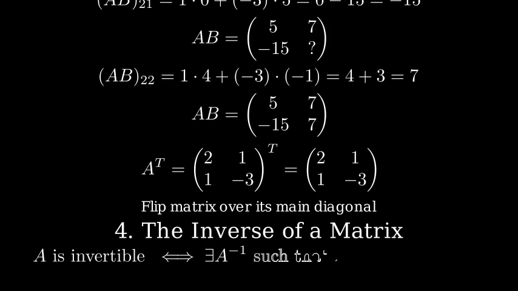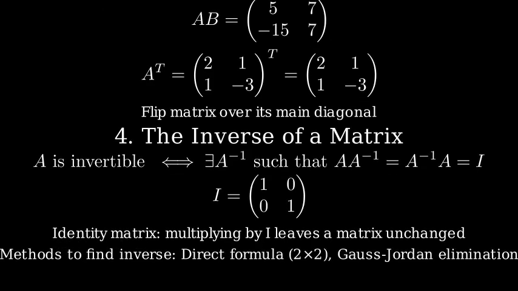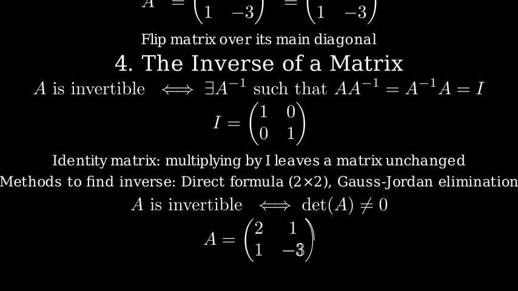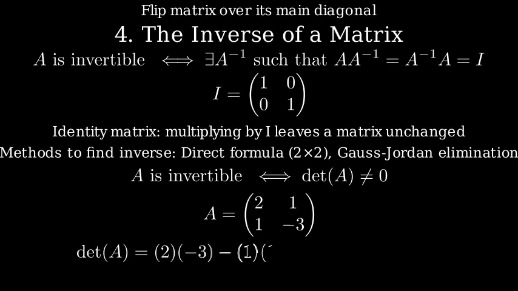For a 2 by 2 matrix, we can directly compute the inverse using a formula, but for larger matrices, we typically use methods like Gauss-Jordan elimination. A matrix is invertible if and only if its determinant is not 0. Let's find the inverse of our matrix A. First, we calculate the determinant of A, which is 2 times negative 3 minus 1 times 1, which equals negative 7. Since the determinant is not 0, A is invertible.